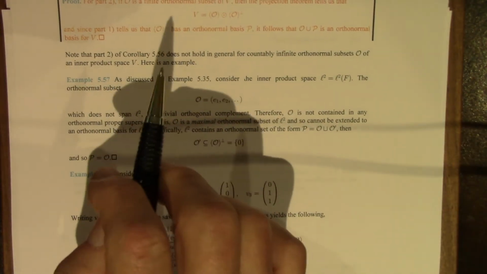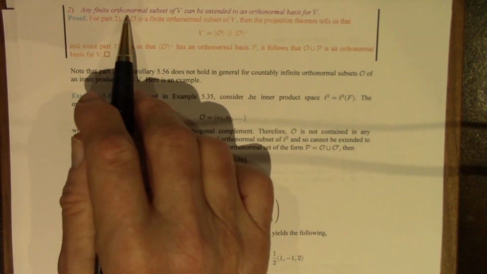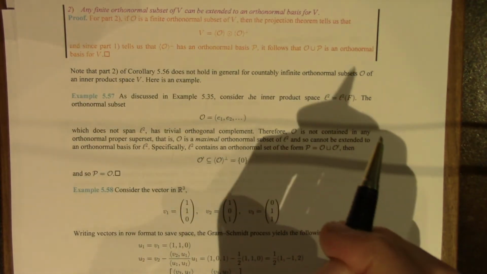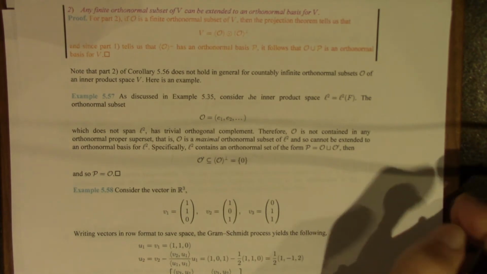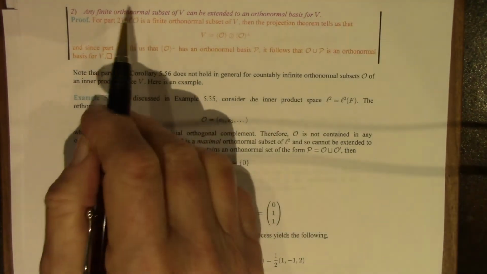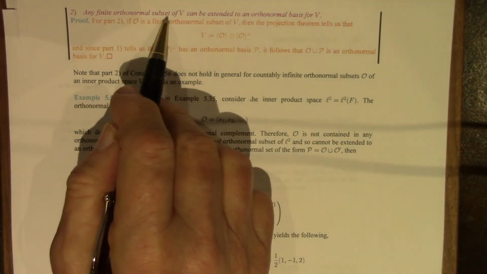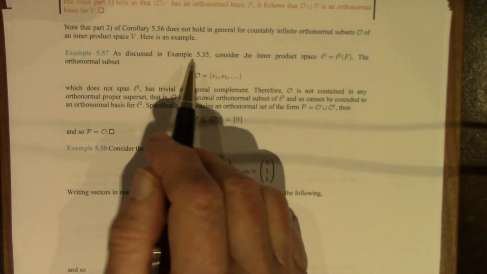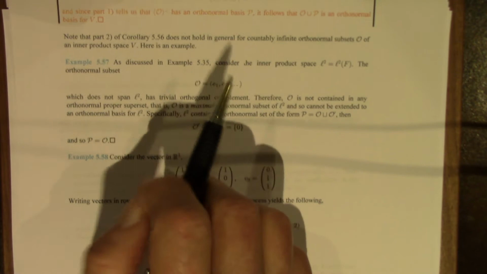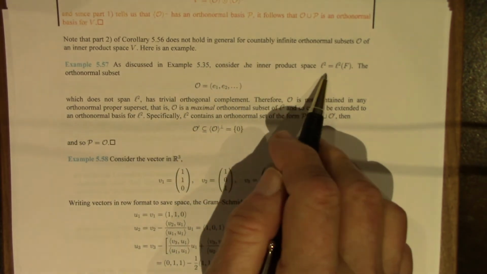This corollary, by the way, part 2 in particular, does not hold in general for countably infinite orthonormal subsets. And here is an example. It's one we've seen before. It's this inner product space L2.